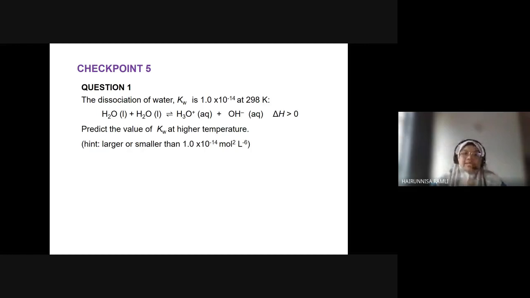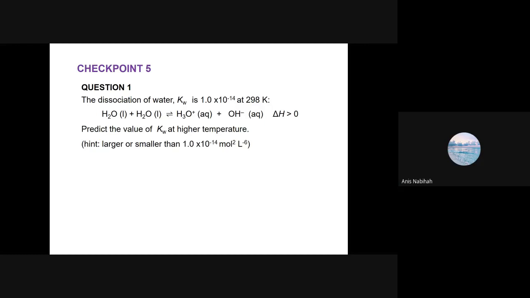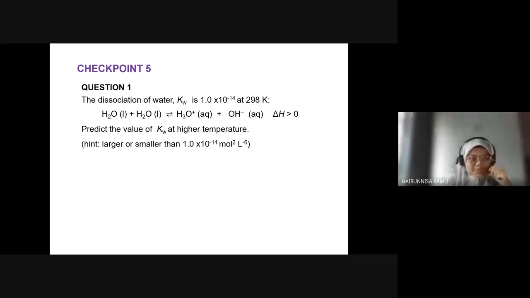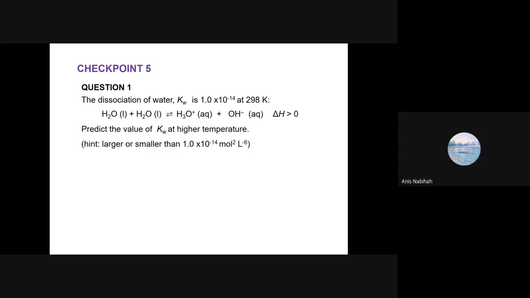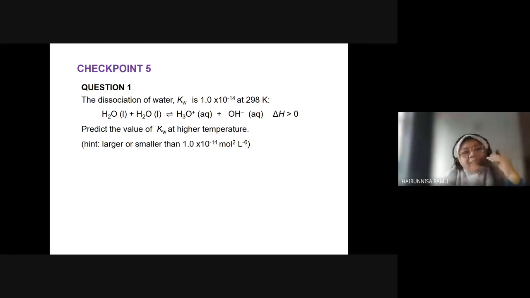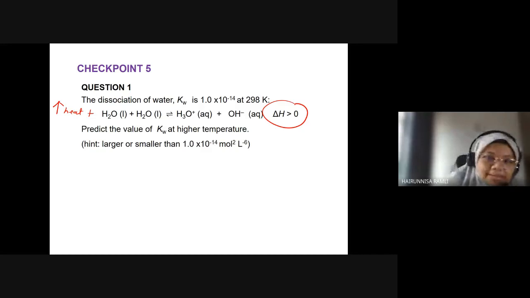This is Le Chatelier's principle. We apply it again here. Do you think it is larger or smaller? Has anyone answered? Larger or smaller? This is endothermic, right? If it is endothermic, the effect of temperature, you add heat here, right? Increase the temperature will shift to the right. Shift to the right will increase this one.